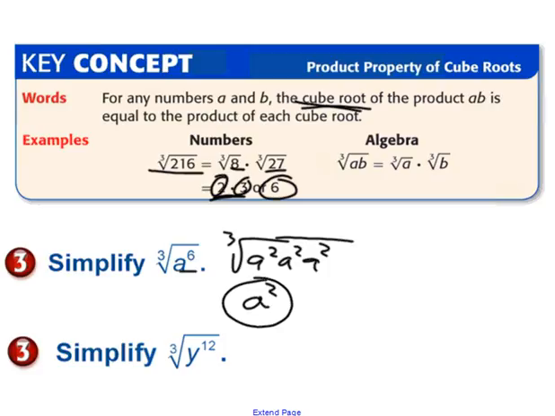All right. Simplify the cube root of y to the 12th. Well, as I look at this, I'm going to break y to the 12th up into y to the 4th, and I'm going to do that 3 times. y to the 4th times y to the 4th times y to the 4th. And I would end up with y to the 4th is equal to the cube root of y to the 12th. Okay?